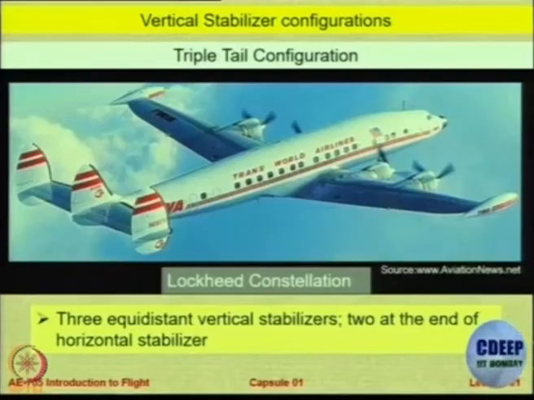Then you have a triple tail. Again, I have not seen a quadruple tail, although there were some aircraft in the beginning which had multiple tails just for trial purposes, like the Lures, okay.